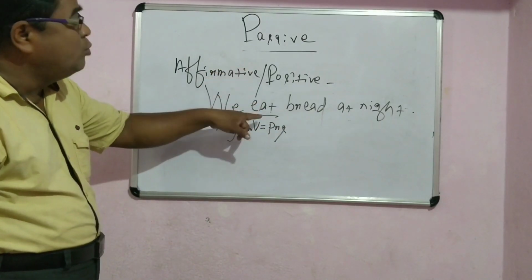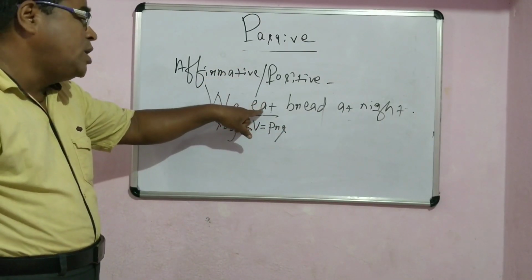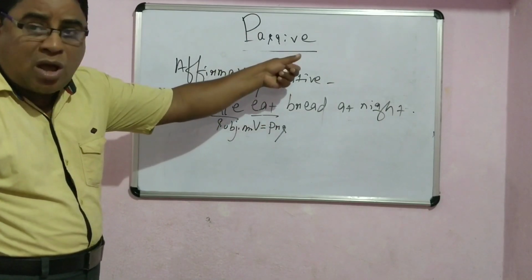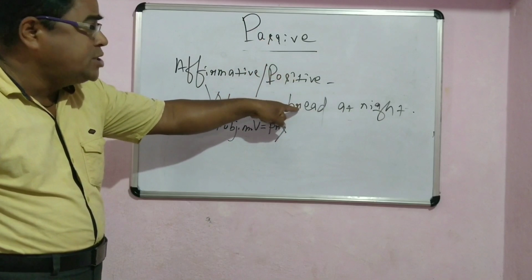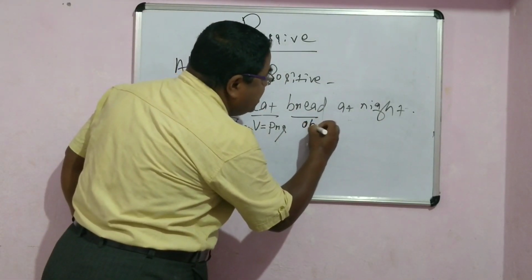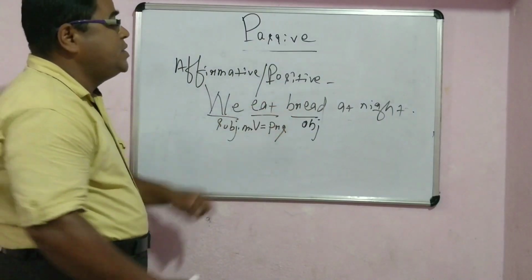Then what do you do? You put the question what or whom to the verb, you get your object. I have already told you in the previous class. And this object is otherwise known as receiver in the active voice. So here bread is the object. What do we eat? Answer is bread.